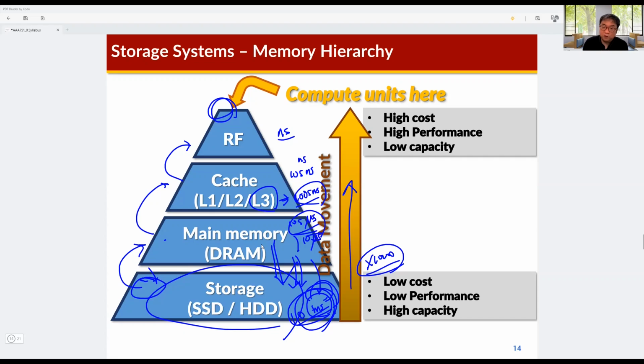But the computing unit is here. So that is the problem of the current big data applications. So that's why we need the near data processing concept. The purpose of near data processing is to reduce this data movement cost. In this course, we will also focus on the near data processing concept that is applied to the storage system.